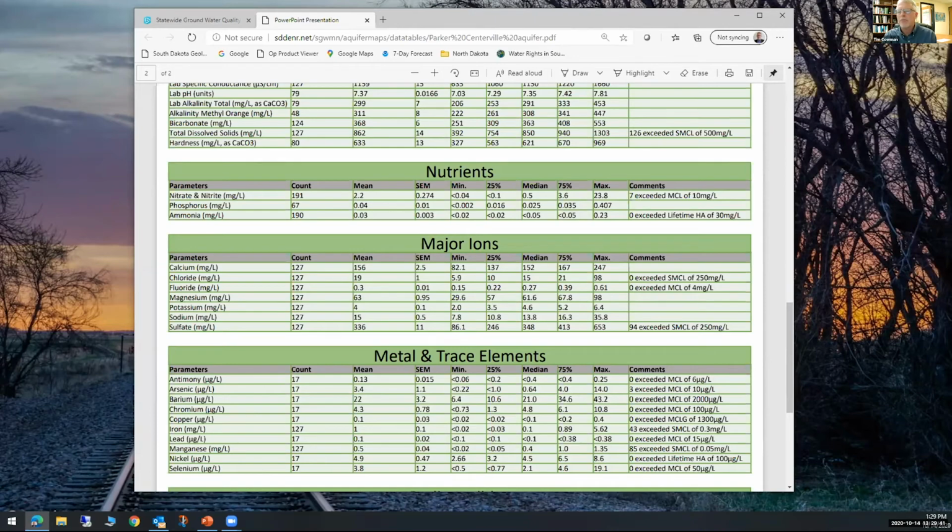Then also in the comments, this I think is an interesting statistic, and you can look at this through all of the aquifers. But in this particular aquifer, 7 of those 191 samples exceeded the MCL of 10 milligrams per liter. And that's actually relatively low. On a lot of our eastern South Dakota glacial outwash aquifers, we're running about 20 to 25% of the samples exceeding the 10 MCL limit.